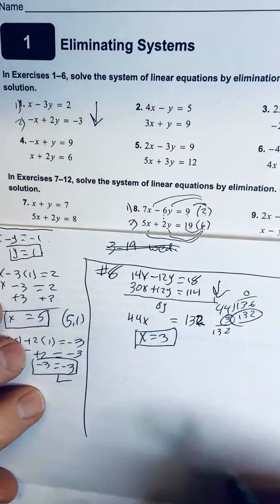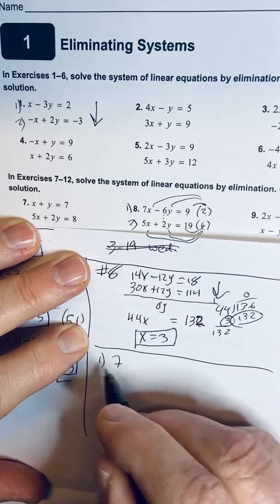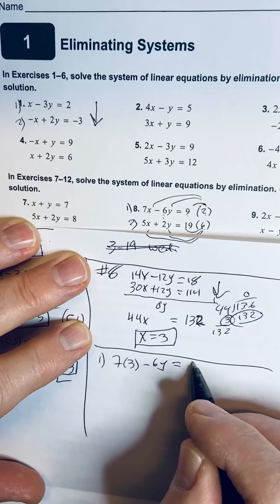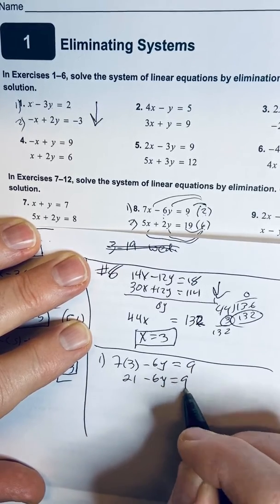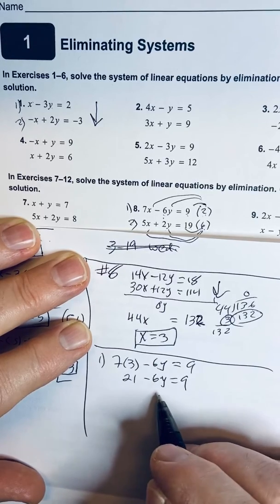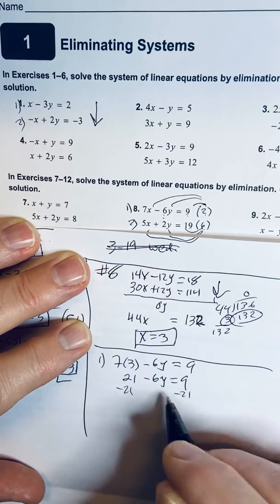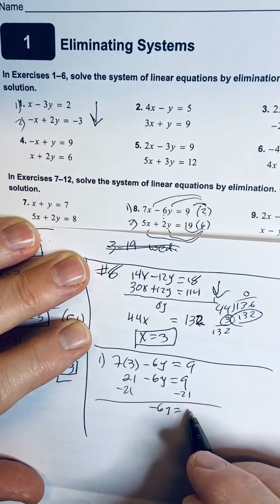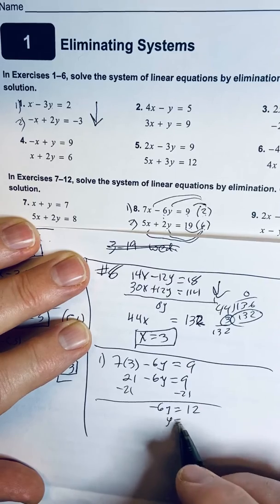And x equals 3, so I'm going to go ahead and plug it into either equation. Equation 1 works well. 7 times 3 minus 6 times whatever y equals 9. So 21 minus 6y equals 9. We're going to go ahead and subtract 21 from both sides. -6y equals 12, and y equals -2.